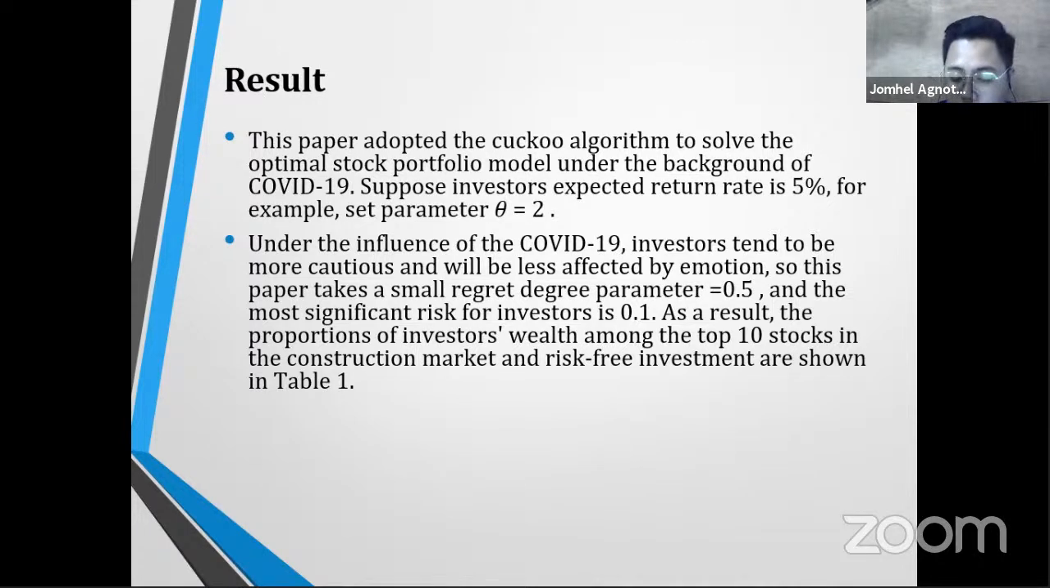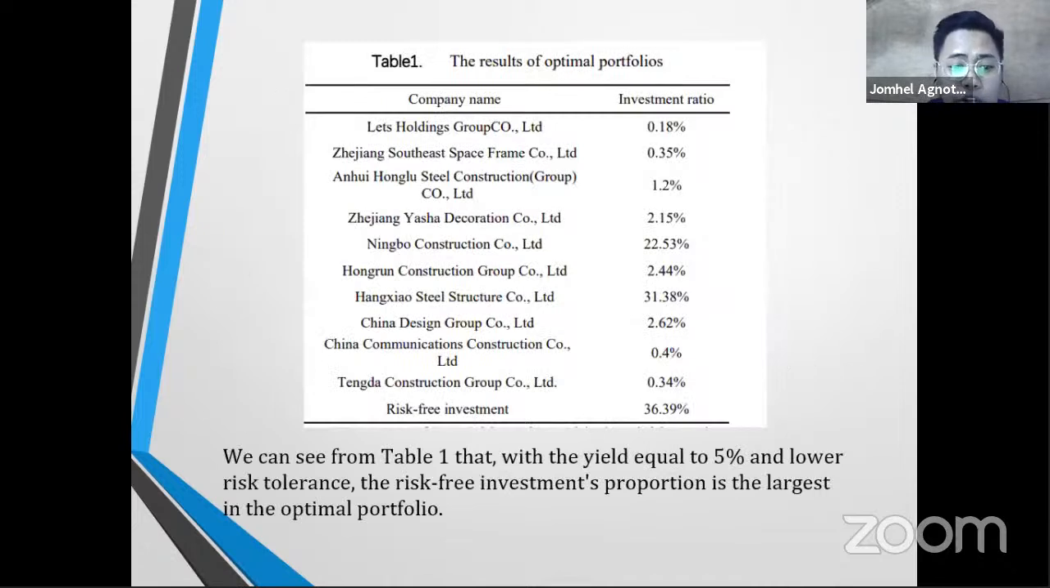So as a result, makikita natin dito sa table na to yung mga investment ratios natin for the specific companies natin. So kung mapapansin nyo, mas pinakamalaking i-allocate natin is dun sa risk-free investment natin. And then, pumangalawa is yung sa Hangzhou Steel, and sa Ningbo Construction Corporated Limited. So we can see from the table 1 that the yield equal to the 5% and the lower risk tolerance will have the risk-free investments as the largest portion natin.